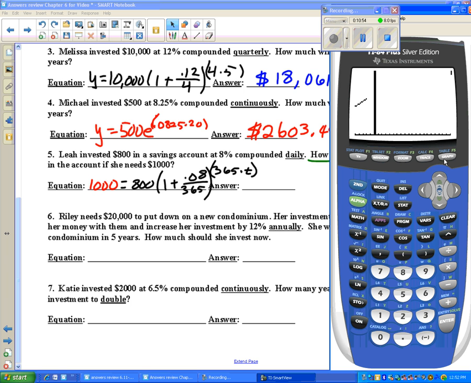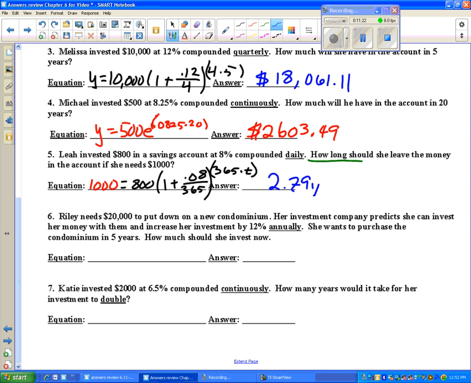I'm going to hit graph. There's one graph. There's the other. If I can see the intersection, I can find the intersection. Second trace to number 5 is intersection. Hit enter 3 times. 2.7896 years. So 2.79 years. If I needed just the number of years, I would round that up to 3 years, but 2.79 years is how many years she would need to leave it so she can have her $1,000.